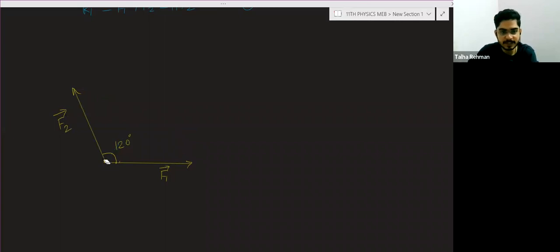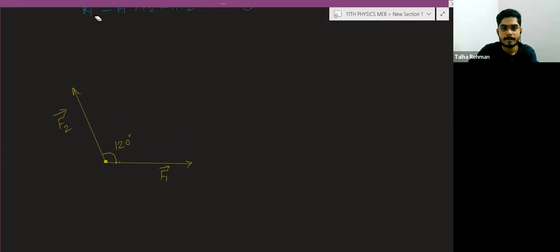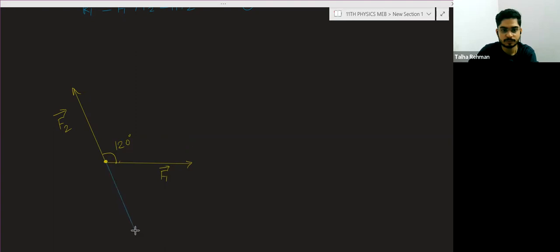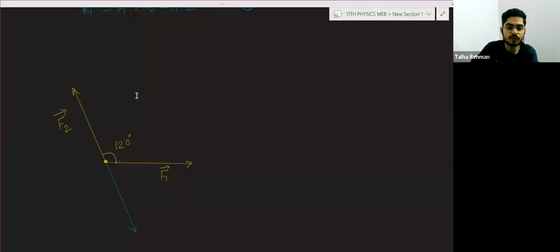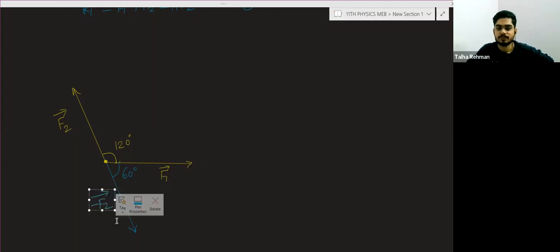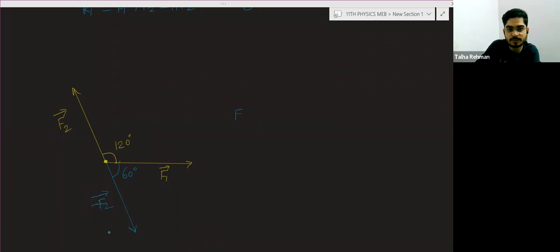Now I will reverse this F2. This F2 will become minus F2 because the direction will be reversed. Reversed means I can write minus of F2. And this angle will be 180 minus 120, 60 degree. Now you have to calculate the vector addition of this F1 vector and minus F2 vector. And what is the magnitude of this minus F2 vector? F2, we have discussed this.